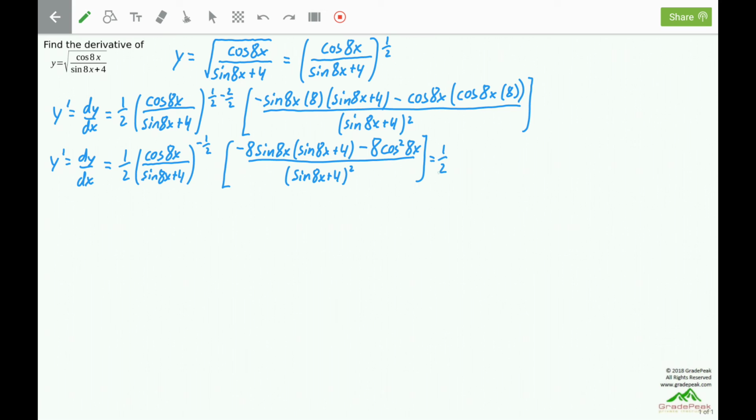Okay, my next step, I have a couple things I'm going to do here. First of all, this quantity to the negative 1/2, we can break it up into the numerator to the negative 1/2 and the denominator to the negative 1/2 separately. That's always possible. When you have a fraction to a power, you can break up each of the numerator and denominator to that same power.